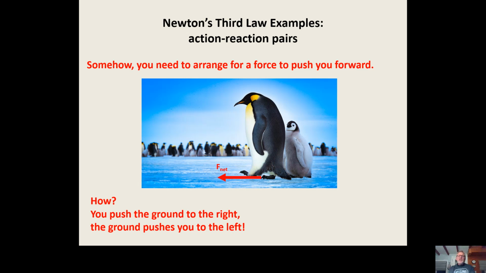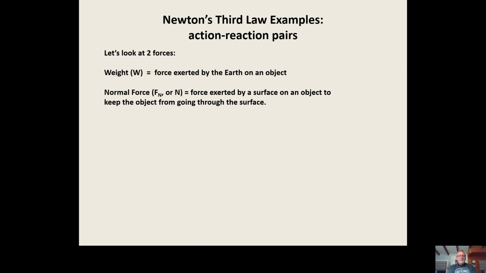The net force on the penguin is therefore to the left here, and the penguin will now accelerate to the left and be able to move. Notice that there are two objects here. The penguin pushes on the ice, and the ice pushes the penguin. I push on you, you push on me. The bird flaps its wings against the air, and the air pushes up on the wings of the bird. So you always need two.